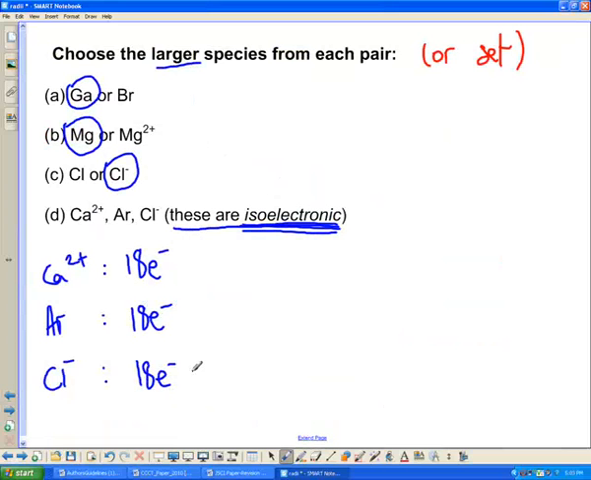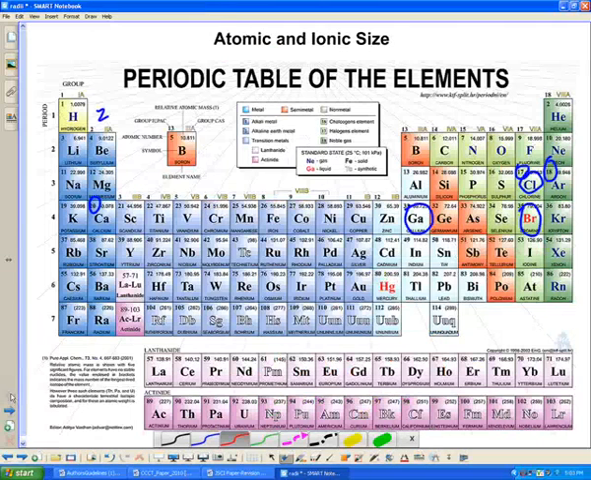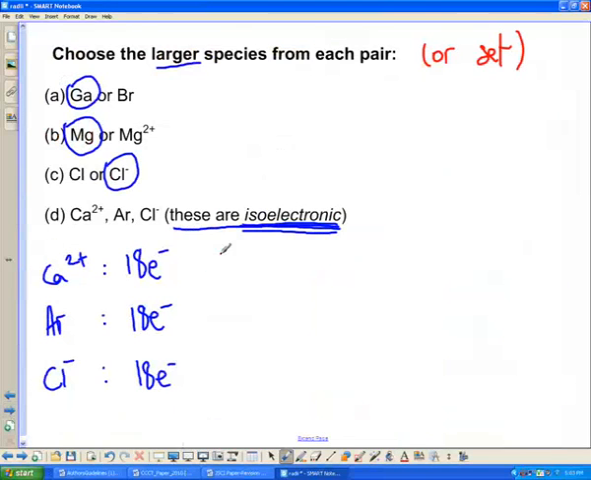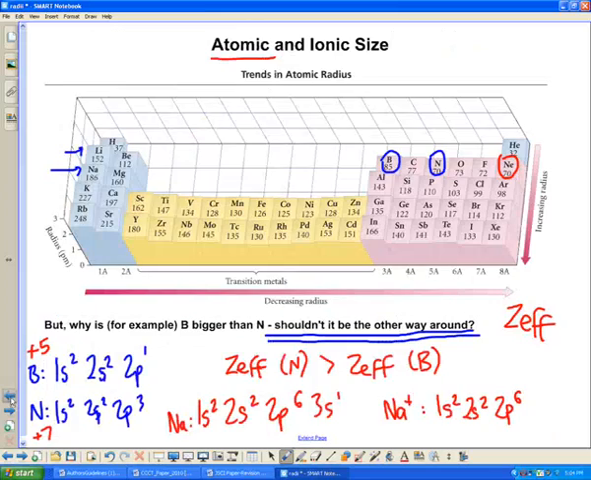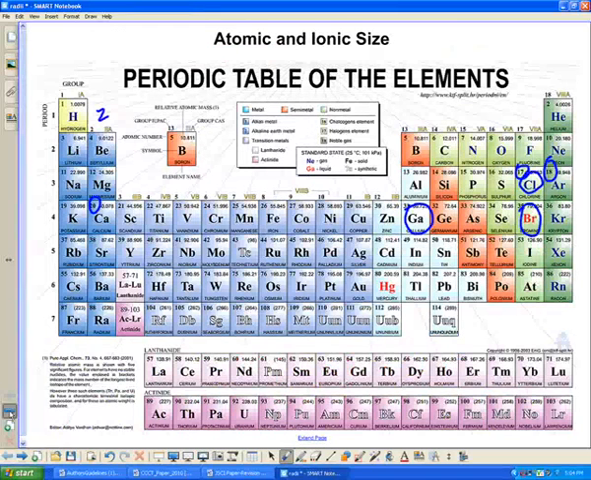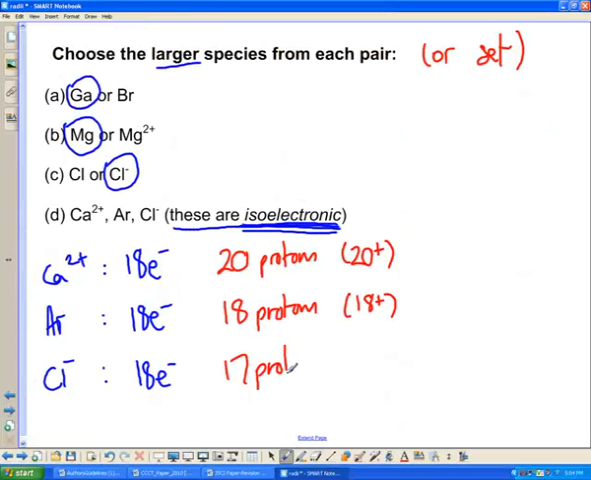Well, that would be true if their numbers of protons were the same. And as you would imagine, they are not the same. Some of you might have guessed that already. How many protons are there in calcium? Well, the number of protons is the same as the atomic number. Calcium had 20 protons, so calcium 2+ contains 20 protons. In other words, inside that nucleus there's a charge of 20+. Argon has 18 protons, and so inside its nucleus, it's got a charge of 18+, essentially. And then chlorine, it gained 1 electron to get 18, it originally had 17. So therefore, 17 protons inside its nucleus, 17+.